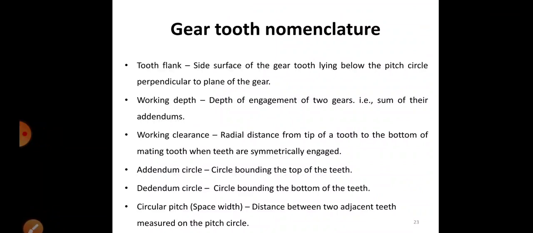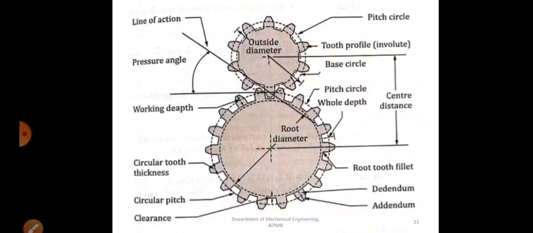Next one is addendum circle. As I said, the circle bounding the top of the teeth is called the addendum circle. The circle bounding the bottom of the teeth is referred to as the dedendum circle.